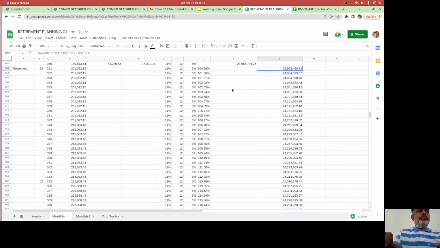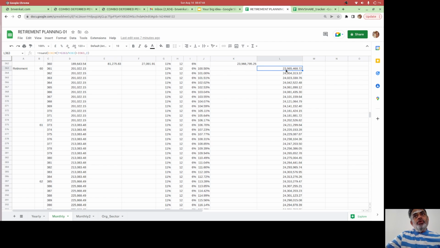The corpus fund generated at the time of retirement for this 5,000 rupees is 2 crore 39 lakhs, and this works out at the end of the 60th year, first month, as the previous corpus fund multiplied by 1 plus this inflation percentage divided by the factor, H363, this figure, divided by the factor.